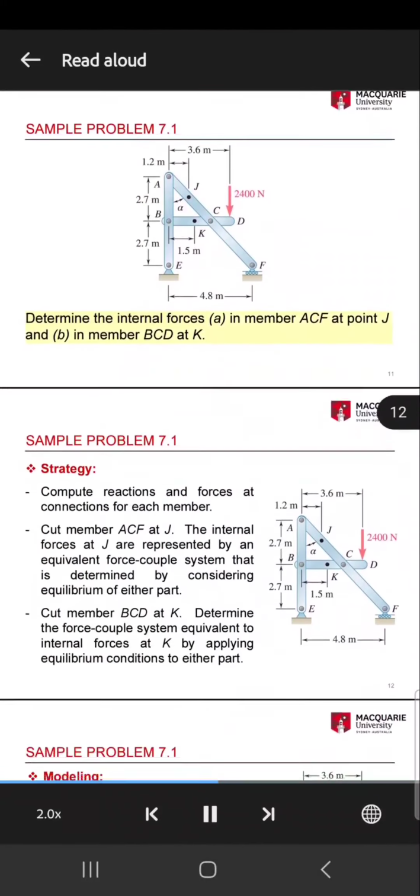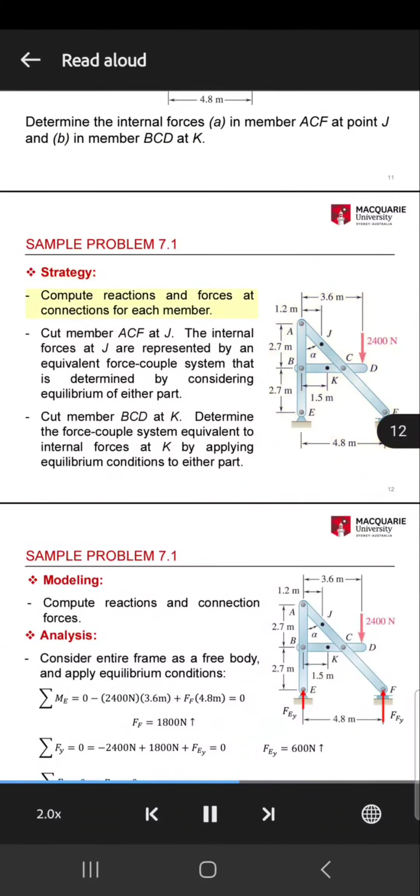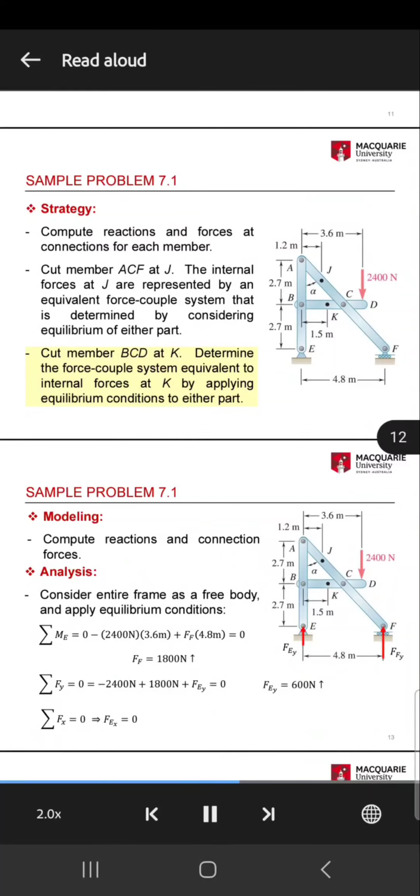The frame is supported by a pin at A and a roller at F. Determine the internal forces in member AC at point J and in member BCD at point K. Strategy: compute the reaction forces and connection forces for each member. Cut member AC at J; the internal forces at J are represented by an equivalent force system determined by equilibrium. Cut member BCD at K and determine the equivalent force system there by equilibrium conditions.